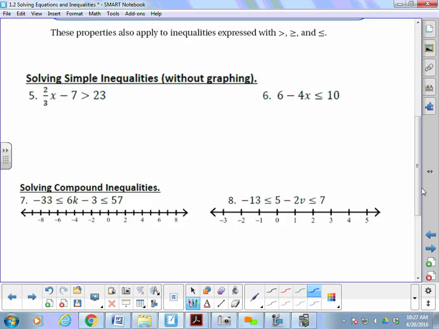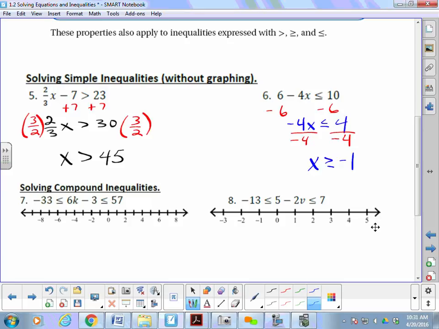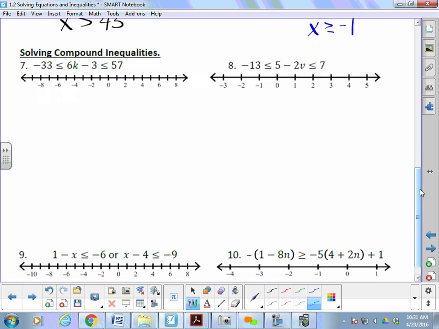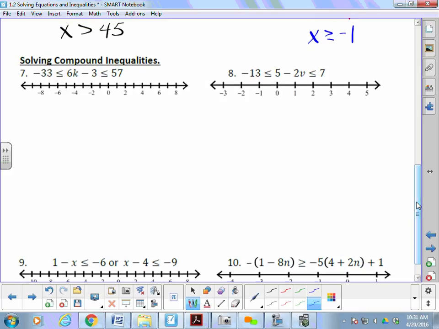So go ahead, you do 5 and 6, do them. And I'll do them up here while you're doing them. So don't forget, here on number 6, you got to remember to flip the direction of the inequality sign when you multiply or divide by a negative.